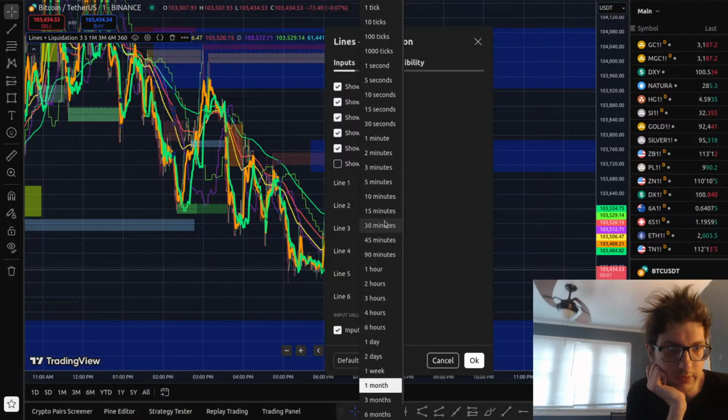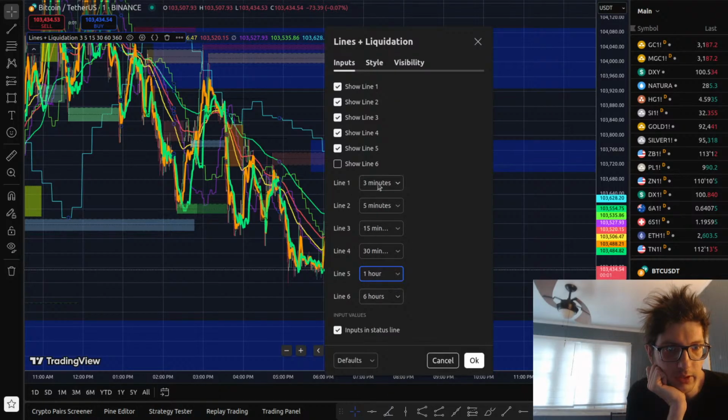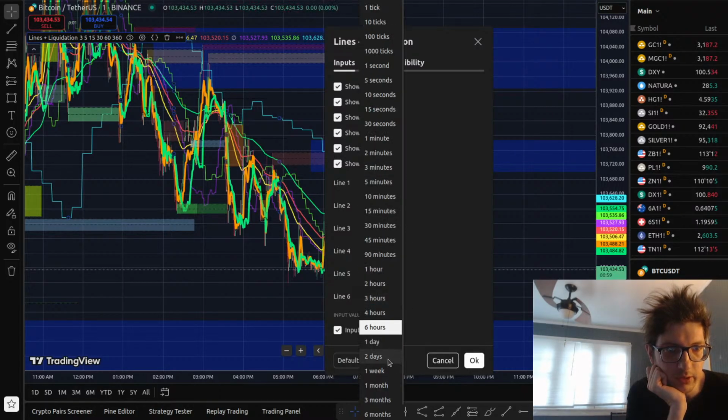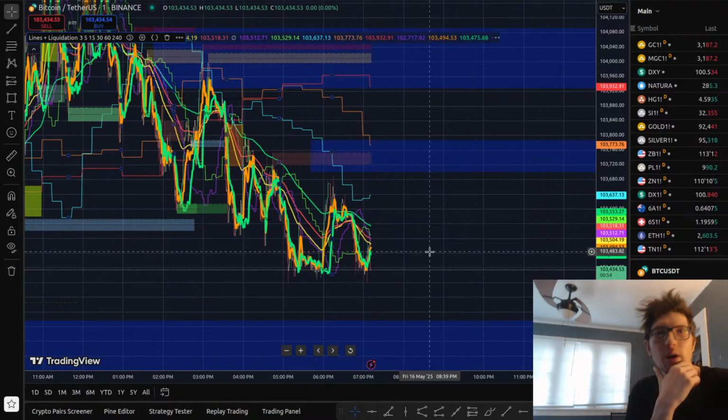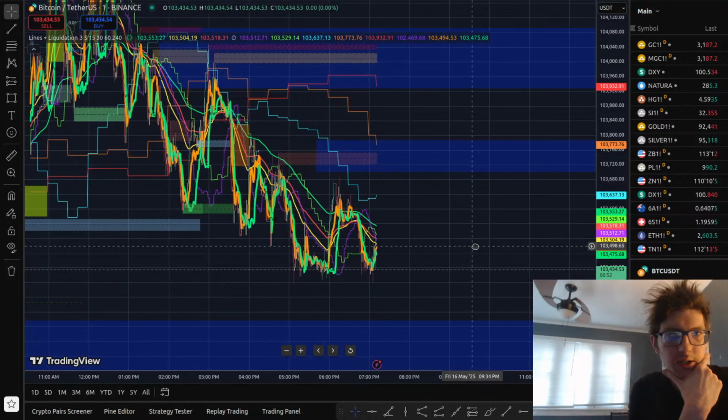This one I'll put at 15. This one I'll put at 30. And this one I'll put on hourly. And I'll turn this one on and I'll put it on 4 hour. Okay. Alright. So this is how I would trade 1 minute, right?